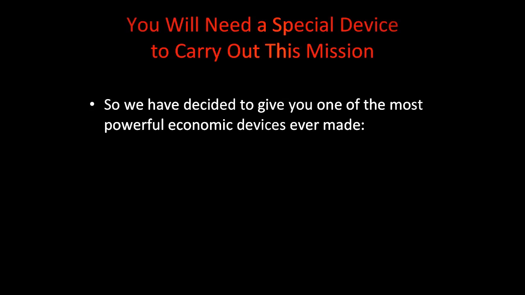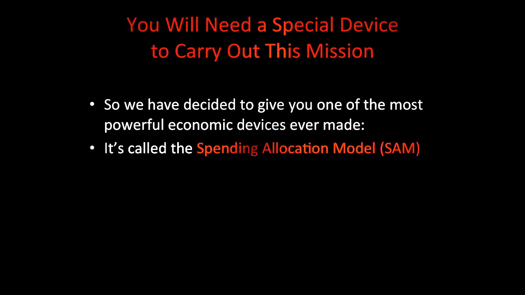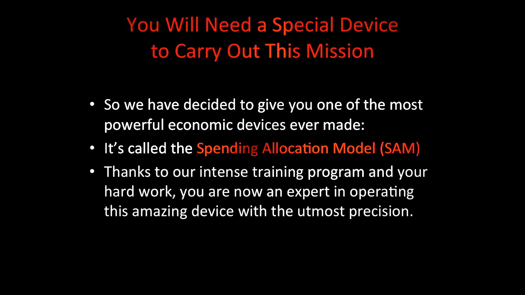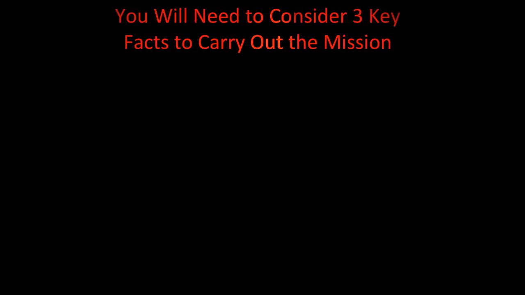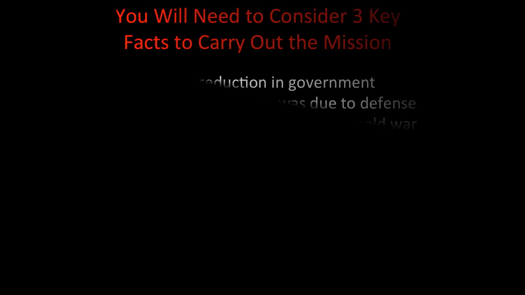America. You will need a special device to carry out this mission. So we've decided to give you one of the most powerful economic devices ever made. It's called the Spending Allocation Model, or SAM. Thanks to our intense training program and your hard work, you are now an expert in operating this amazing device with the utmost precision. Remember, your SAM is your friend. You will need to consider 3 key facts to carry out the mission.